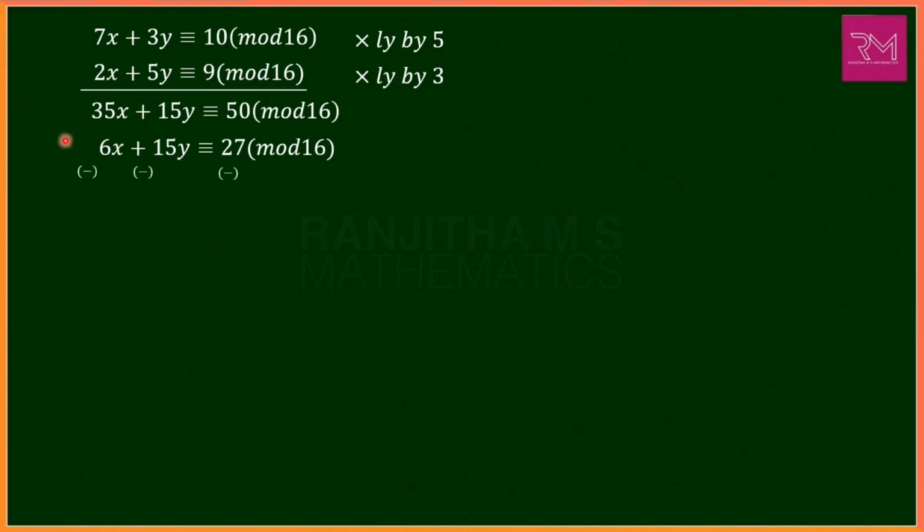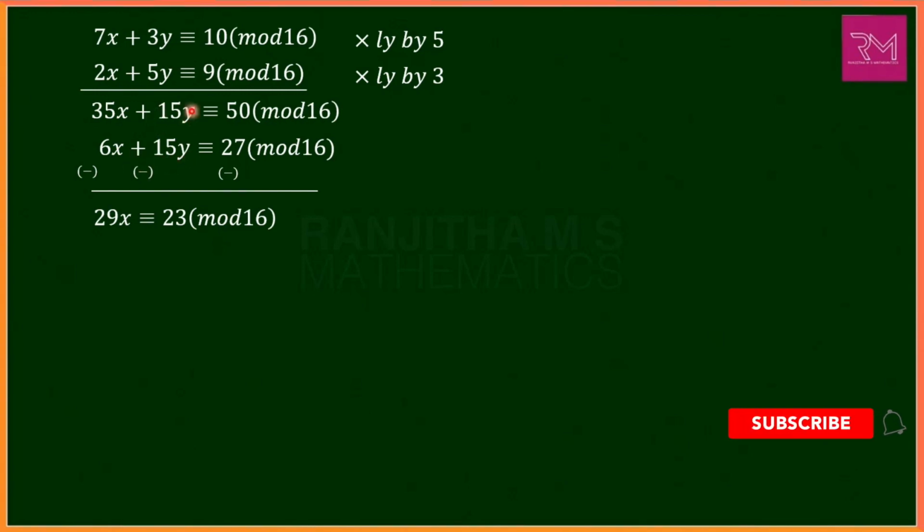Next step, we subtract the second congruence from the first. We have 35x, and the positive sign changes to negative, so 35x minus 6x gives 29x. Plus 15y minus 15y cancels. So we get 0 on the left, and on the right 50 minus 27, which is 23, under mod 16 as it is. The remaining congruence is 29x congruent to 23 mod 16.